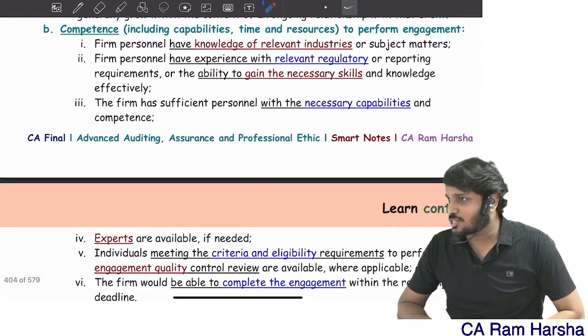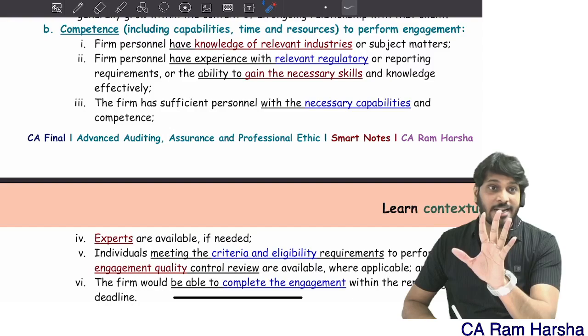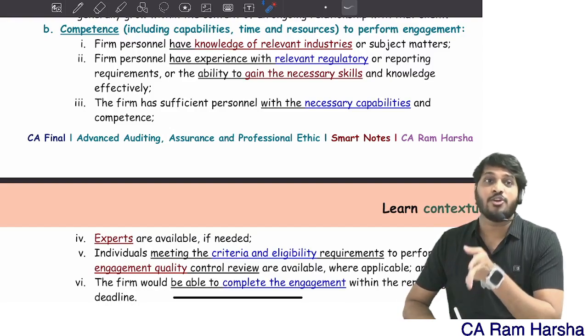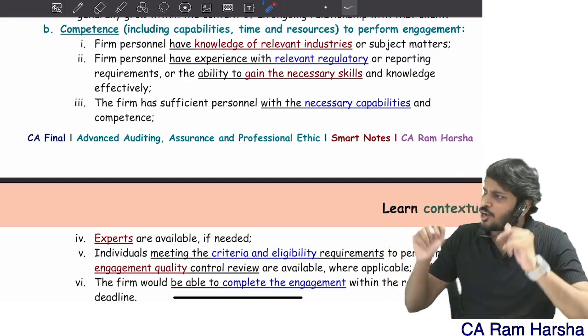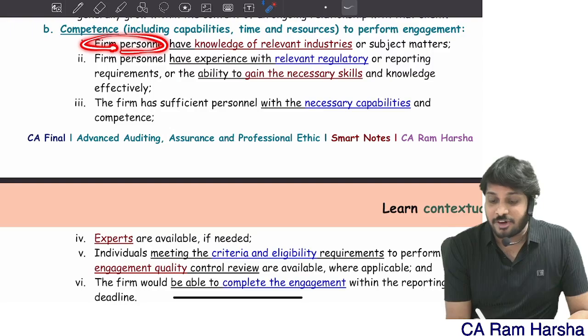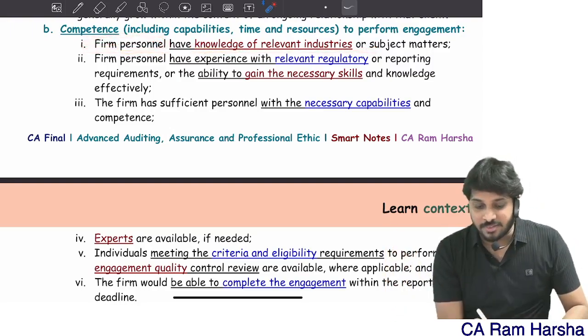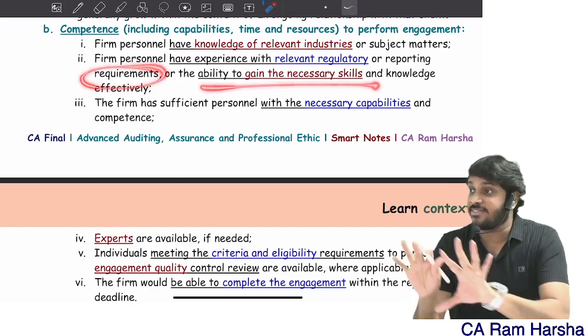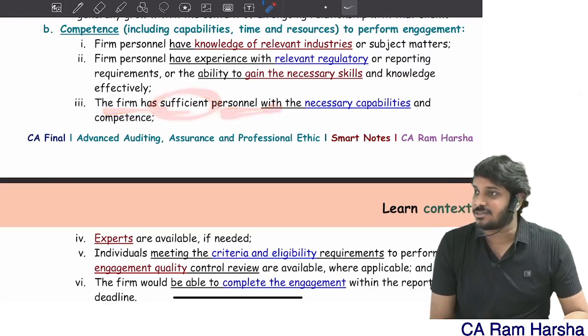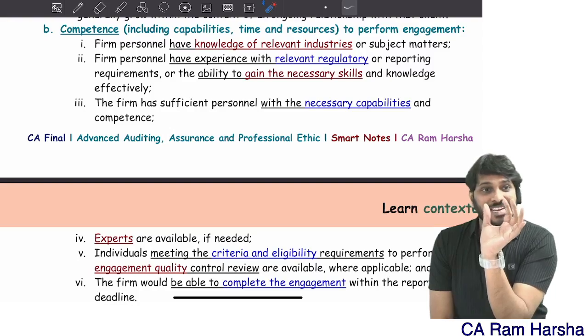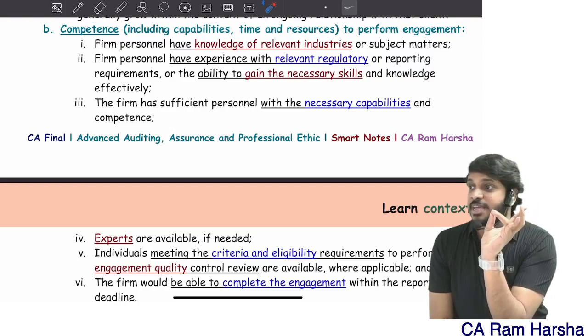Further, the second most important element: you should not just verify whether the client is good or bad. You should also verify, can you do that work or not? Yes or no? You must have competence. Further, what will you check? I will check whether our firm has knowledge of the industry, whether our firm has knowledge of the regulatory requirements, whether our firm has the ability to gain the necessary skills or not, whether our firm has sufficient persons. You know, the second point is competence, capability and availability of time and resources.